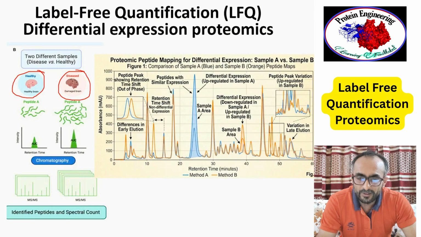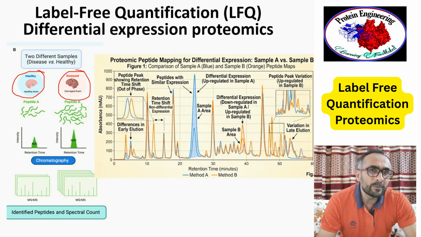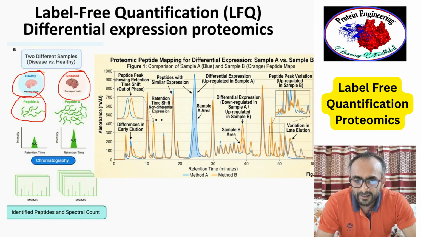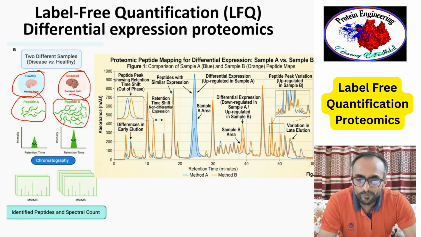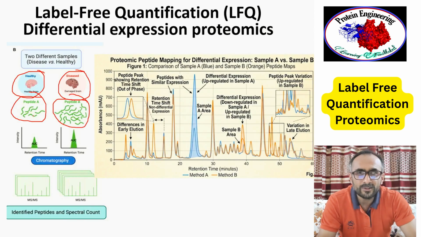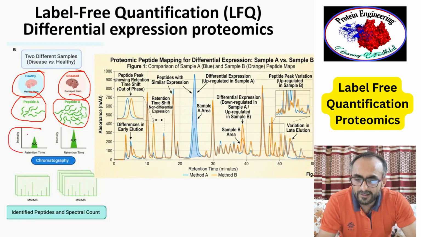So we'll do extraction of protein separately from both tissues, and the extracted proteome from each tissue will undergo proteolysis using some protease enzyme, and you will get peptides from sample A, which is a healthy brain, and sample B, which is a diseased brain. Now these two peptide pools will be independently separated using liquid chromatography. Here only one peak is shown, but you get a large number of peaks from each sample.